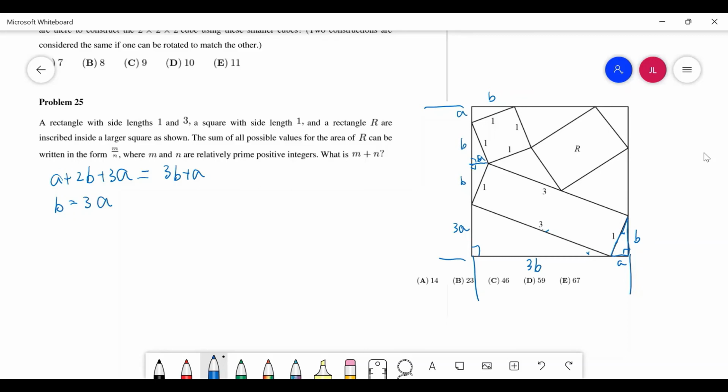Go back to the original small right triangle with sides A, B, and 1. So we can just solve for A. So (3A) squared plus A squared equal to 1. Solve: A equals 1 over square root 10, and B equals 3 over square root 10. Okay, so I'm going to clean the board and mark some lengths on this original diagram.